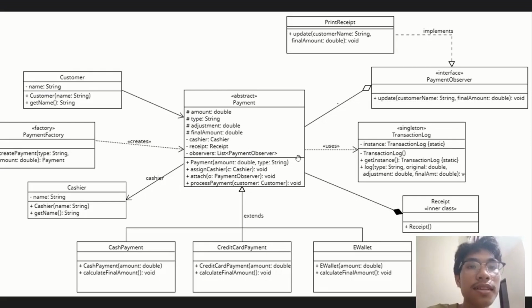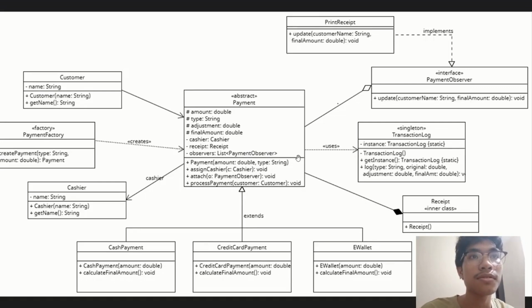After that is the PaymentFactory. It shows a factory pattern, and here the object creation is handled by providing a single create payment method that returns the correct payment object based on the given type. This prevents main from directly instantiating subclasses and makes it easy to add new payment types in the future without changing the existing code.